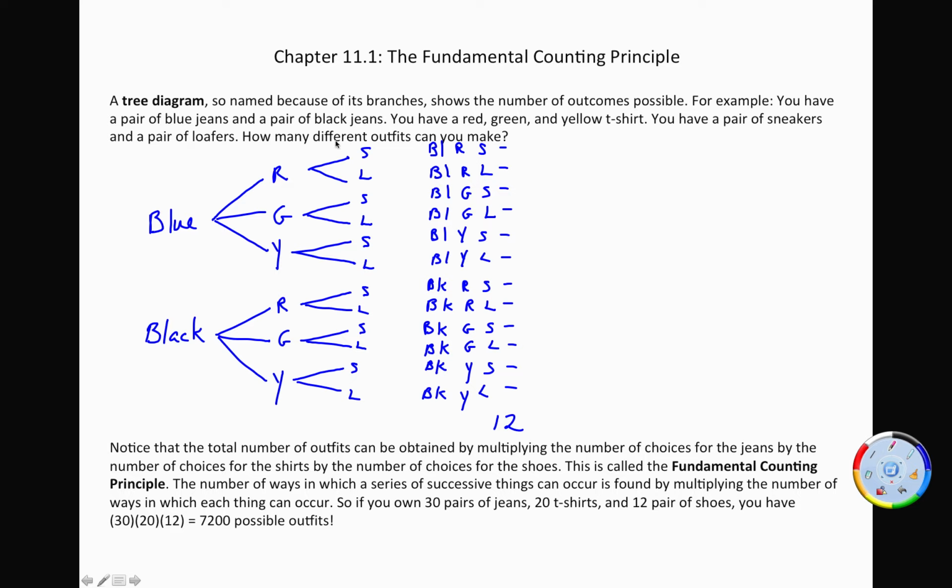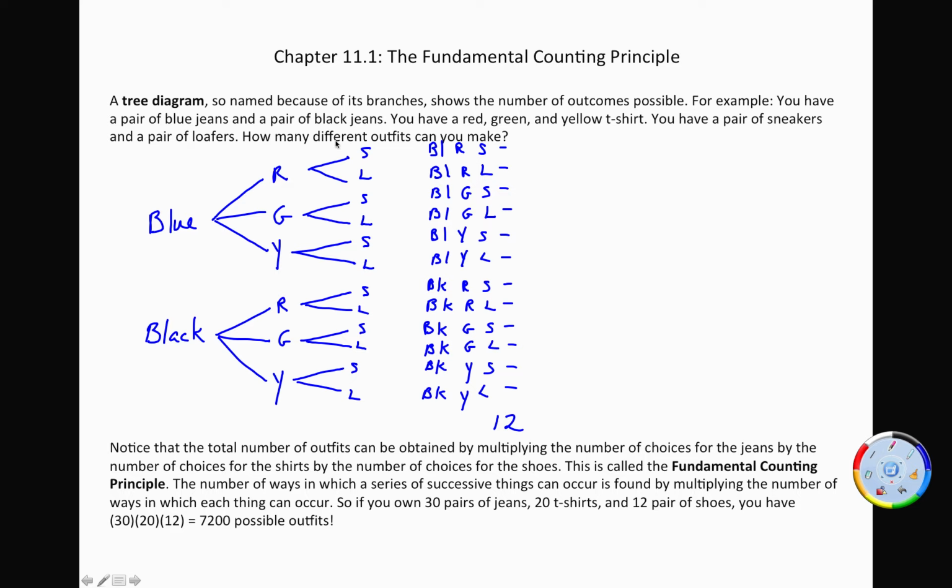Now, notice that the total number of outfits can be obtained by multiplying the number of choices for the jeans, which was 2 choices for the jeans, by the number of choices for the shirts. I had 3 choices for shirts, red, green, and yellow, by the number of choices for shoes, 2 choices for shoes. Notice 2 times 3 is 6, times 2 is 12. This is called the fundamental counting principle. The number of ways in which a series of successive things can occur is found by multiplying the number of ways in which each thing can occur.